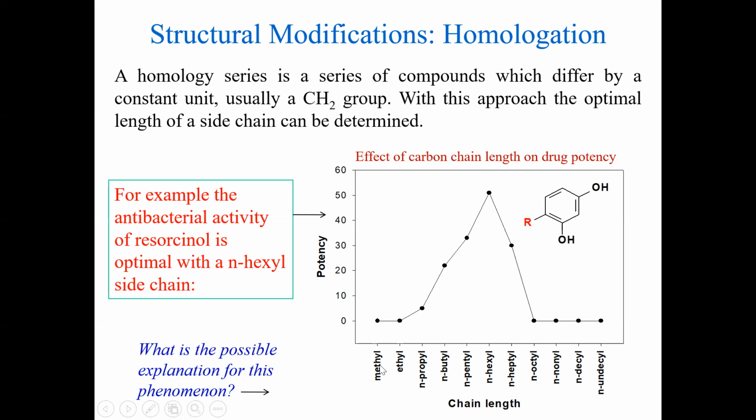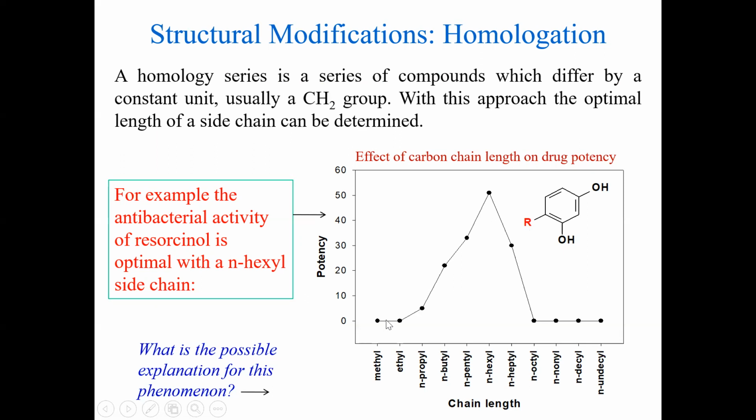So it's from a 1 carbon chain length to a 2 carbon, 3 carbon, and so on, until you get to 8, 9, 10, 11 linker carbons at this R position. So if we look at this graph, you will see if that R position is substituted only with a CH3, a methyl group, we see that this drug is not potent at all. We don't see any effect.